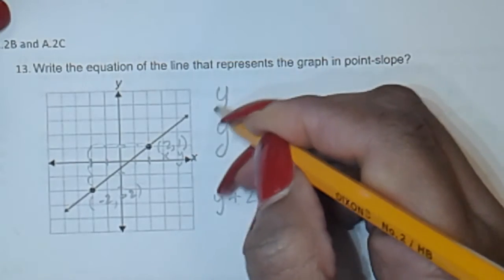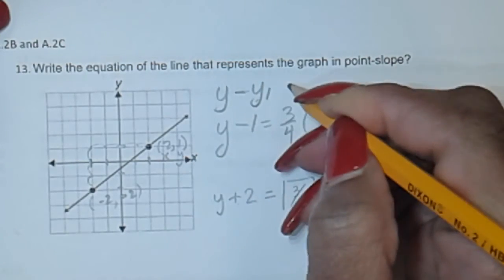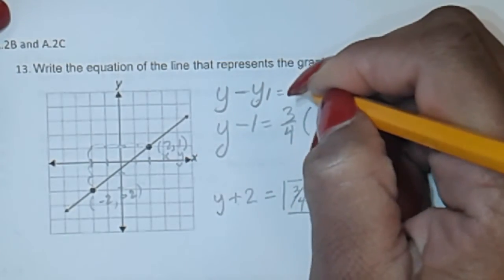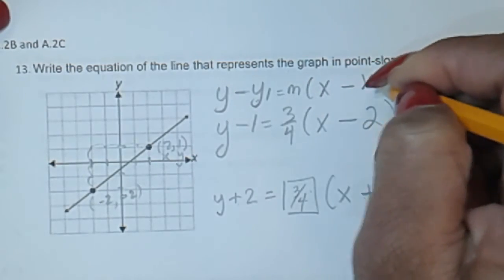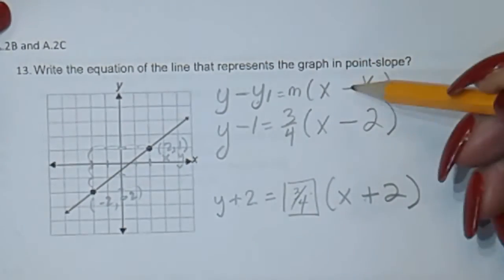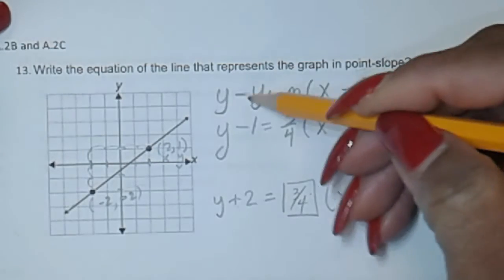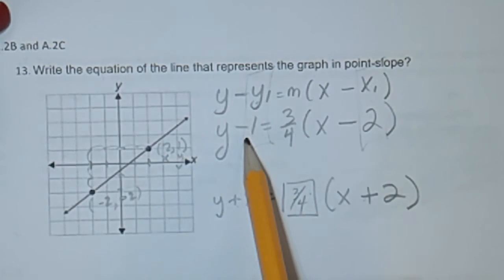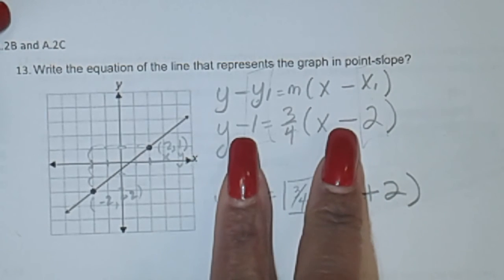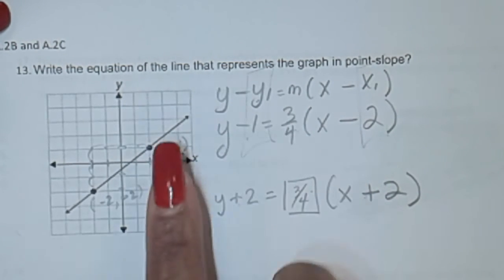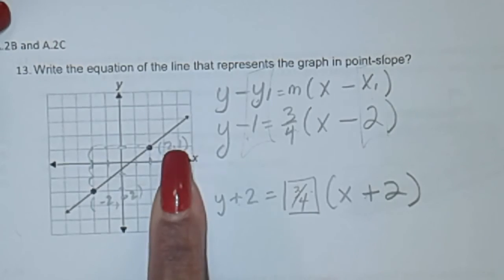Let's write the formula. Y minus y1 is m parentheses x minus x1. So I have my x1 here plugged in, my y1 here plugged in, and my slope. You notice how I have minus signs here? That's because I didn't have a negative on either of my coordinates, okay?